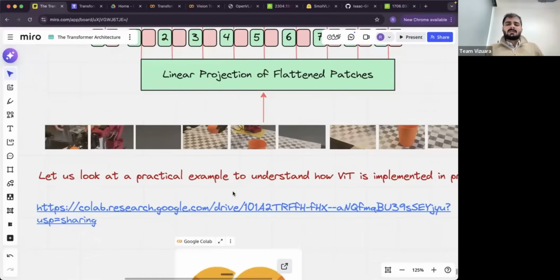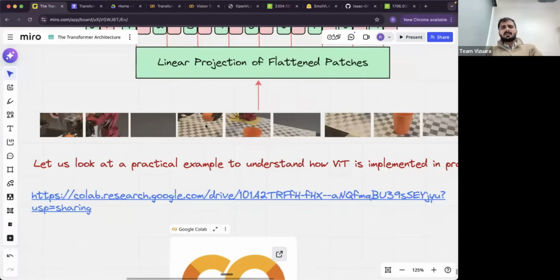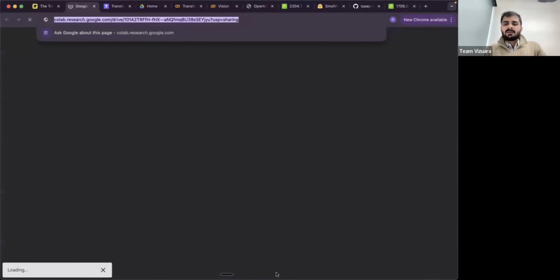And then we'll look at one simple example to understand how this vision transformer is implemented in practice, so that it will not seem like a very distant concept to you. Once you see the implementation, it will suddenly seem very real. So I will share this link in the chat.